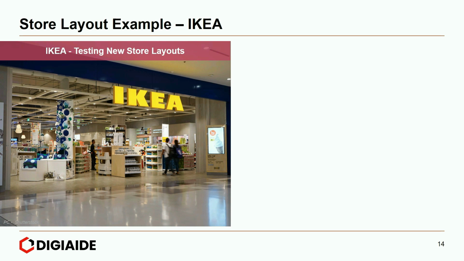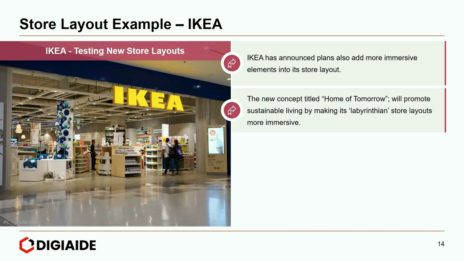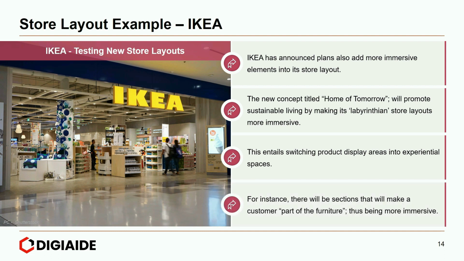Next, IKEA is testing new store layouts. IKEA has announced plans to add more immersive elements into its store layout. The new concept, titled Home of Tomorrow, will promote sustainable living by making its labyrinthian store layouts more immersive. This entails switching product display areas into experiential spaces. For instance, there will be sections that will make a customer part of the furniture, thus being more immersive.